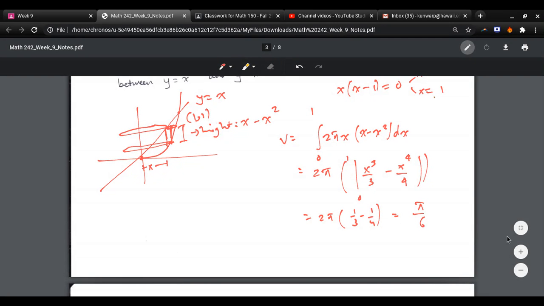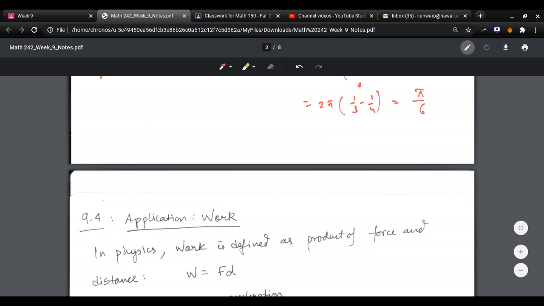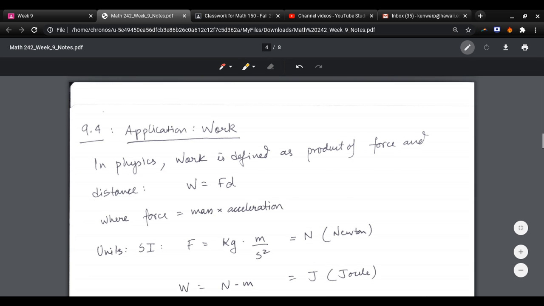Okay, we're going to look at another application for integration that arises in physics, which is called work, finding how much work is done. The definition of work is a product of force and distance.